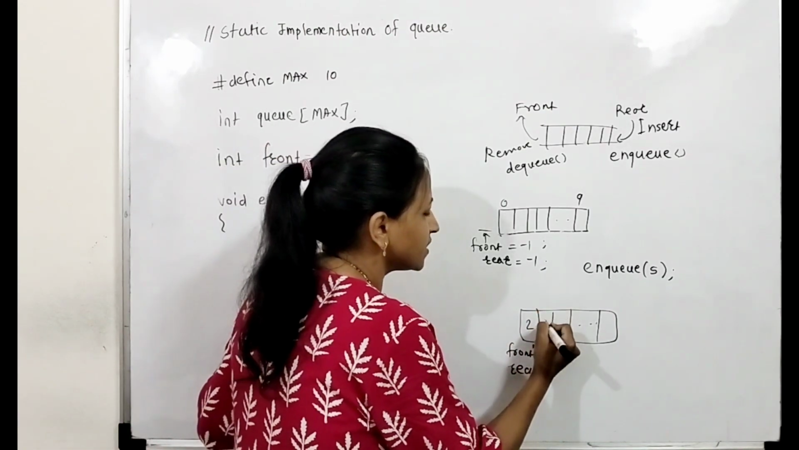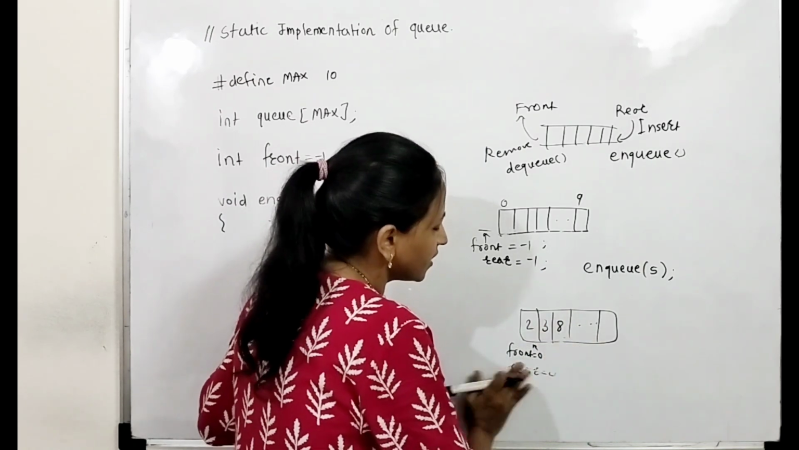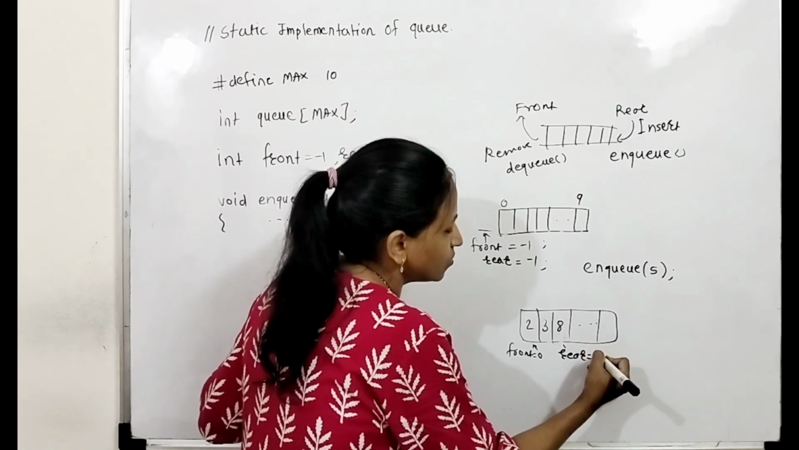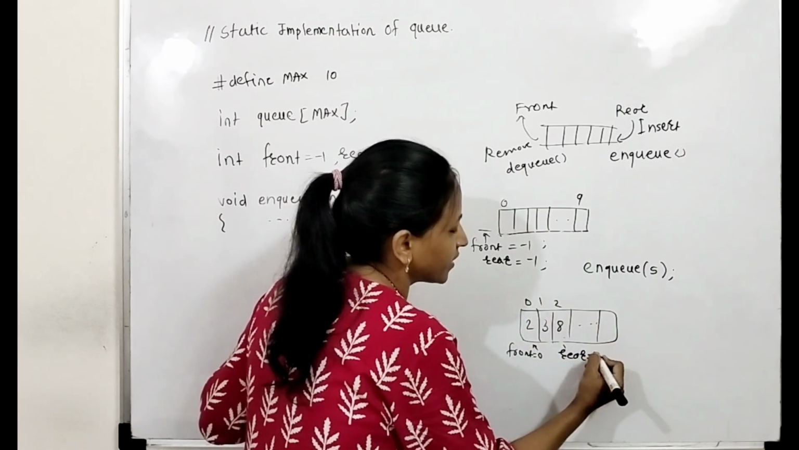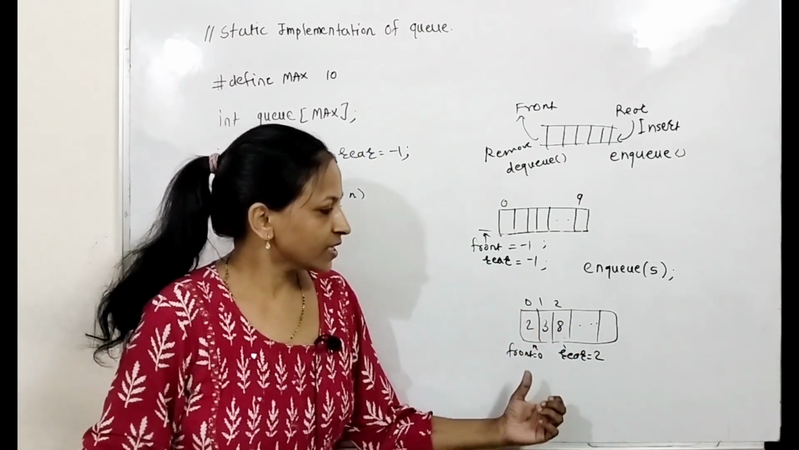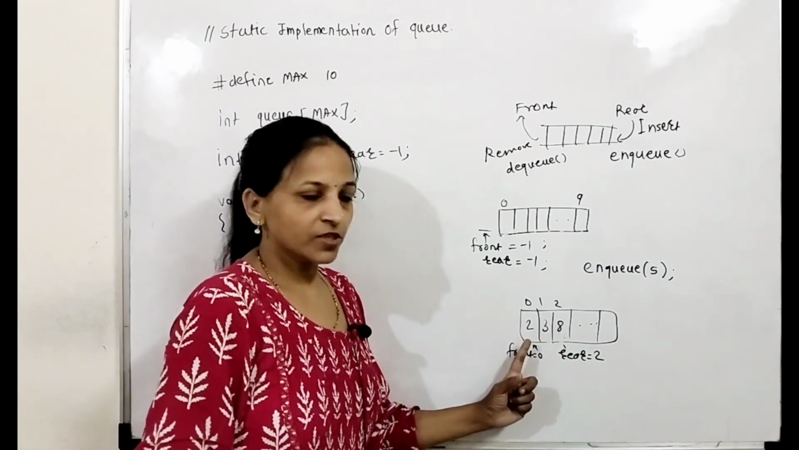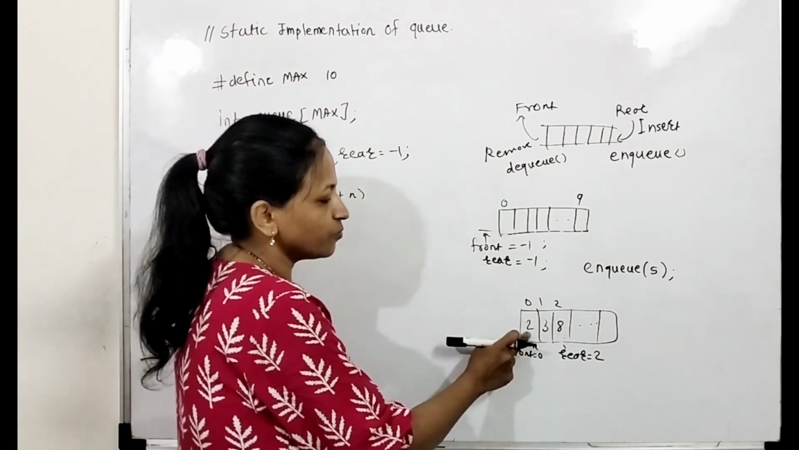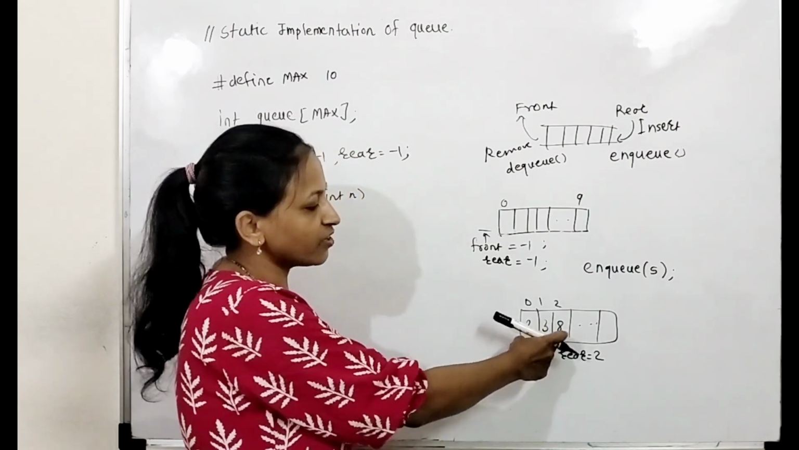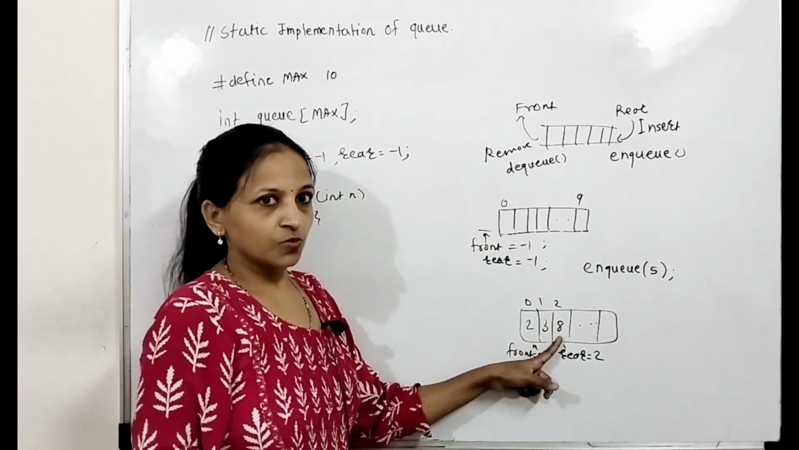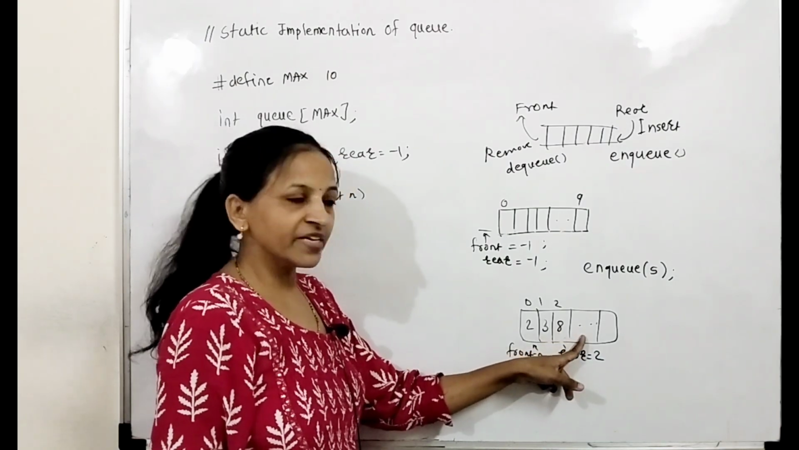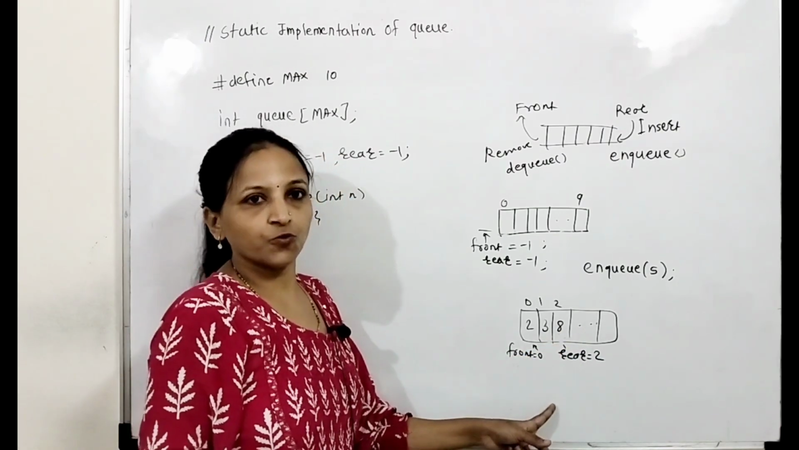Suppose there are some elements in this Q like 2, 3, 8, anything. Now in that case, front is equal to 0 and rear is equal to 2, with indices 0, 1, 2. Now suppose we are removing the element 2, then what will we do? We will remove this element, so front will become 1. Again we remove this element, front will become 2. Getting? And suppose we have removed this element, in that case front will be 3 and rear will be 2.